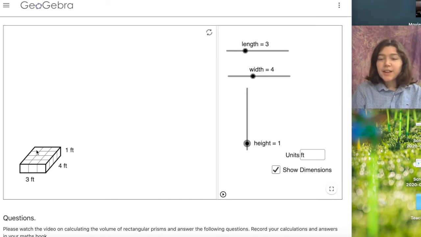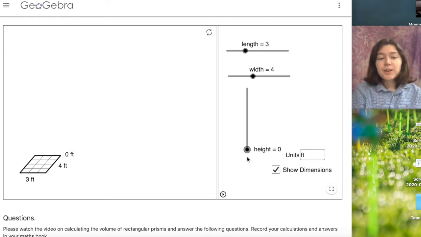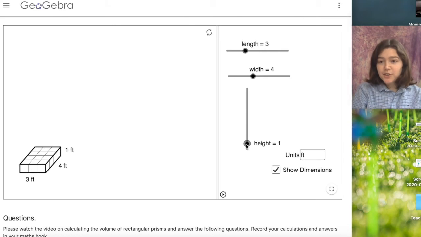So it might seem like nothing's really changed if you just think about the numbers here, but the difference between 12 feet squared, which is two-dimensional, and 12 feet cubed, three-dimensional, is pretty different, right? It's like the difference between a piece of paper and a box. And then we're going to change the height.